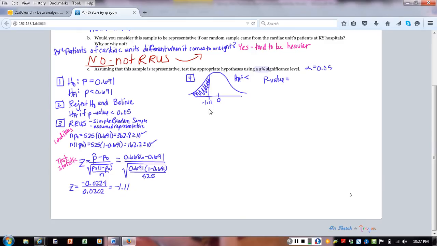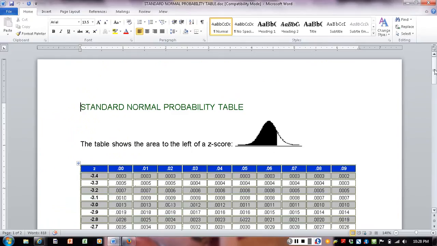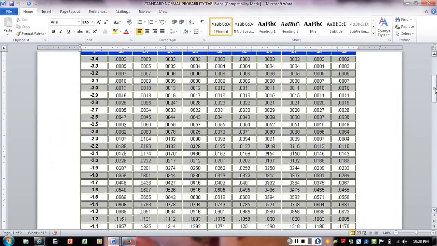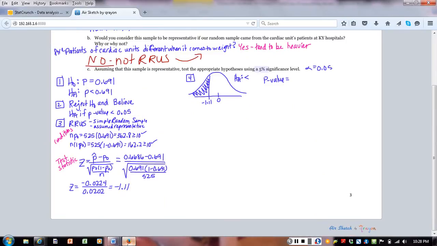So I got to go straight to my table and look up negative 1.11. So here's the negative 1.11 here. So I get 0.1335. And at that point we're done with all the math.